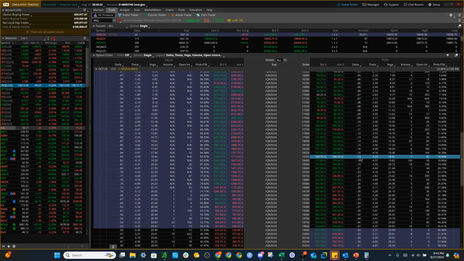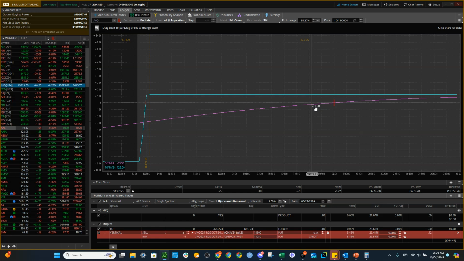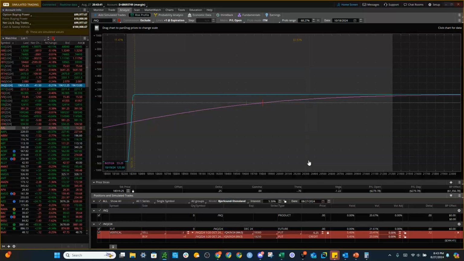It has 100 minus 17 as your probability of winning, and that's what you see on the Analyze tab. Your probability is really high, around 83%, right? That's 100 minus 17, almost. So you go hand in hand with what the delta was showing. Anyway, this is the trade I like.